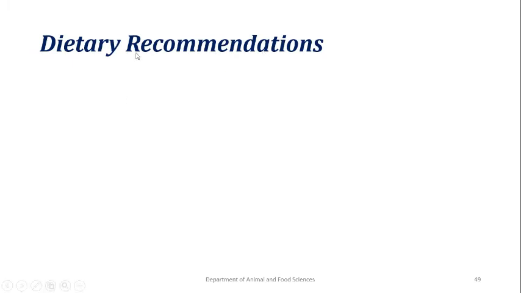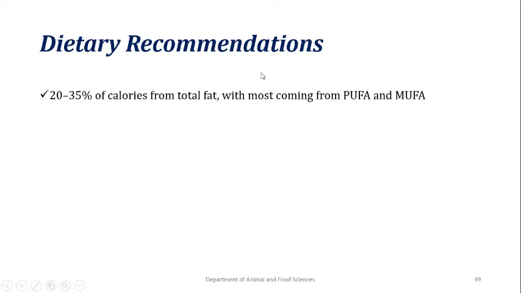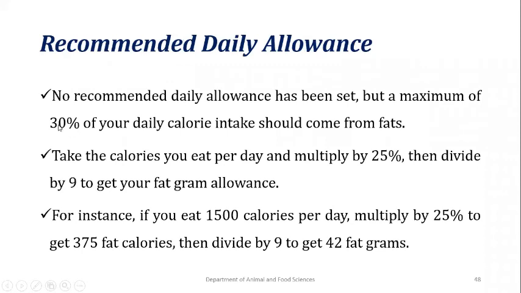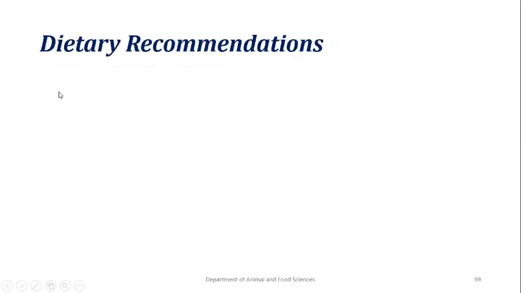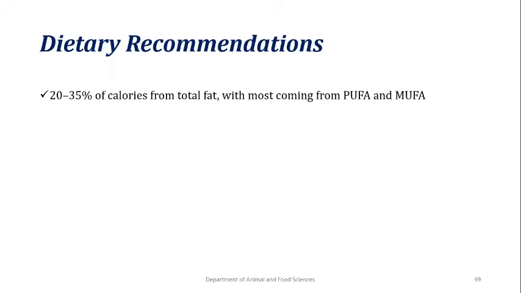When we talk about the dietary recommendations of lipids, it is 20 to 35% of calories from total fat, with most coming from polyunsaturated fatty acids and monounsaturated fatty acids. I told you that when talking about recommended daily allowance, 30% of our calorie intake should come from fats. It's a general number, and many countries recommend taking 20 to 35% of calories from fat. This is a general range for fat intake. Sri Lankan recommendations and USA recommendations are quite variable, but we can have this general figure, 20 to 35%.